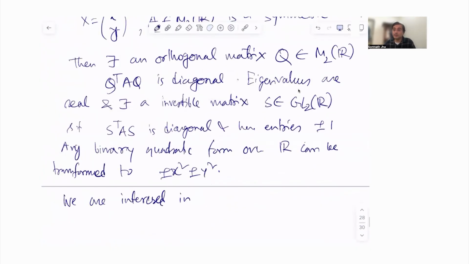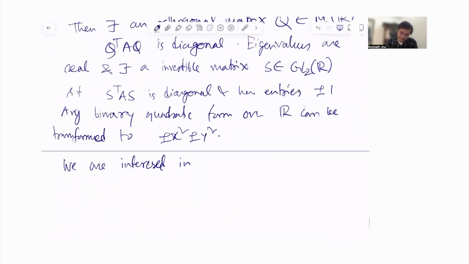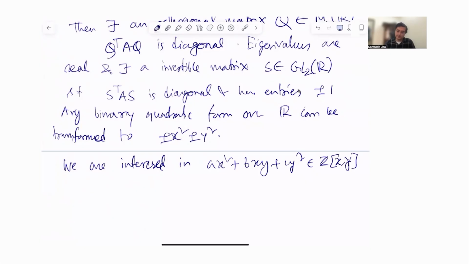We are interested in ax squared plus bxy plus cy squared, the polynomials whose coefficients have been set in Z. So we are interested in such binary quadratic forms.